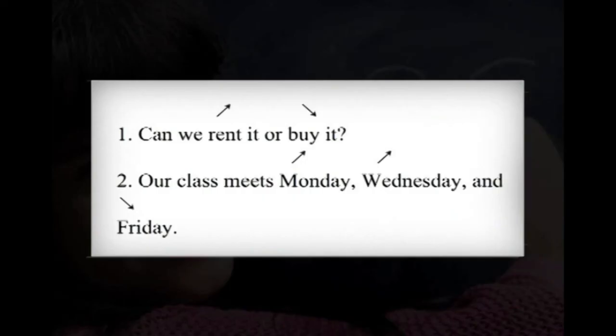Another simple strategy to teach intonation is to draw arrows over the place where pitch changes. For example, see the arrows drawn for the sentences, "Can we rent it or buy it?" "Our class meets on Monday, Wednesday and Friday." So, for Monday, Wednesday and Friday there is a falling tone. Whenever there is a list of objects that you are talking about, I went to the market and bought tomatoes, potatoes and onion. So, in a list, the initial components of the list will have a rising tone and the final component of the list will take a falling tone.